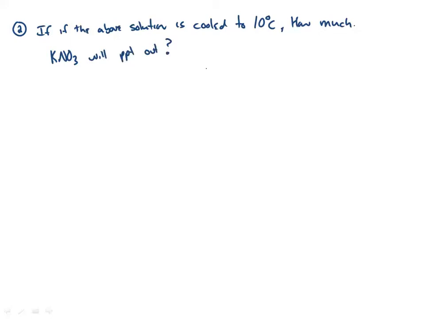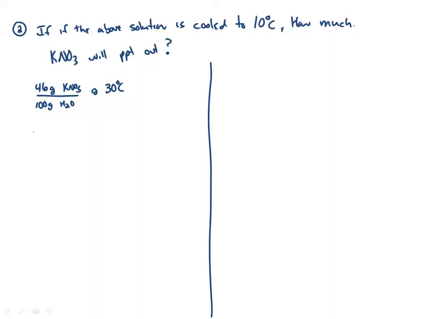Now there's two ways we can solve this problem, and it's kind of up to you how you want to think about it. So we know that there's 46 grams of KNO3 per 100 grams of H2O at 30 degrees Celsius. And we know at 10 degrees Celsius we can estimate it to be about 20. So there's 20 grams of KNO3 per 100 grams of H2O at 10 degrees Celsius. So how much will precipitate out?